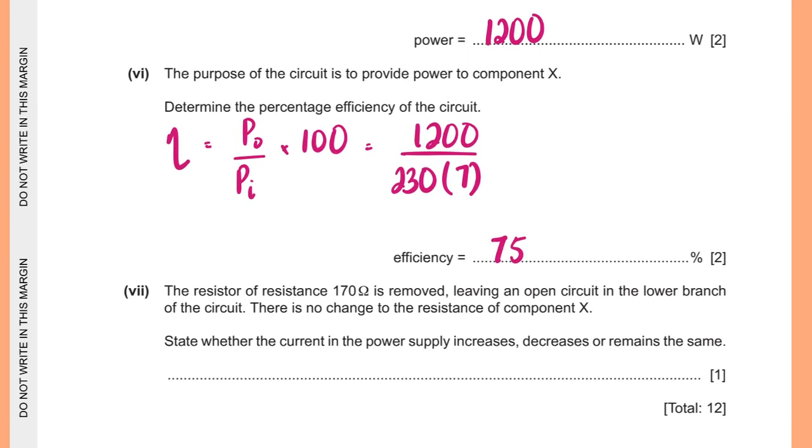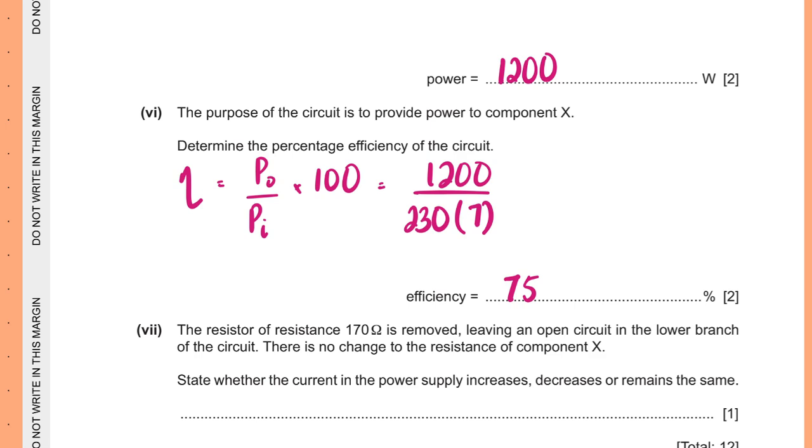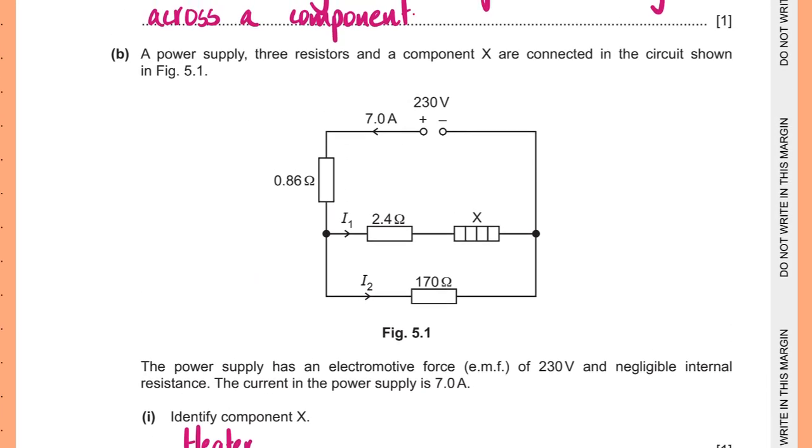Part 7, this one. The resistor of resistance 170 ohm is removed, leaving an open circuit in the lower branch of the circuit. There is no change to the resistance of component X. State whether the current in the power supply increases, decreases, or remains the same. So open circuit means that basically there's infinite resistance. So this just goes away. And you can imagine that this is like an open switch right now. So there's nothing in the center.